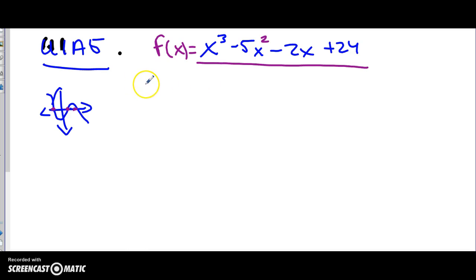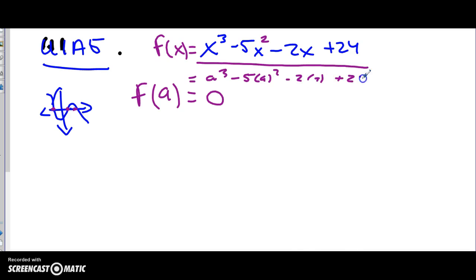So what you want to do is, first of all, find which factor can go in here. One thing you're going to do is find out f of a, equal to a cubed minus 5a squared minus 2 times a plus 24, jam a in there, and if you get 0, then you've found a factor. So that is going to get us one of our factors. And remember that our factor will then be x minus a. We have to change that sign, just like in the old days.